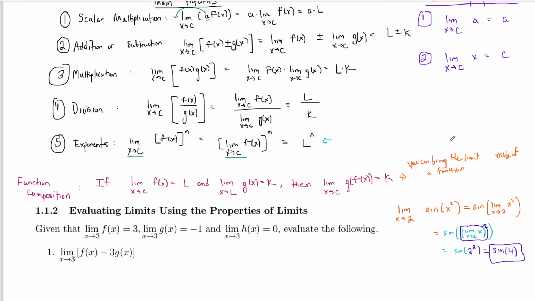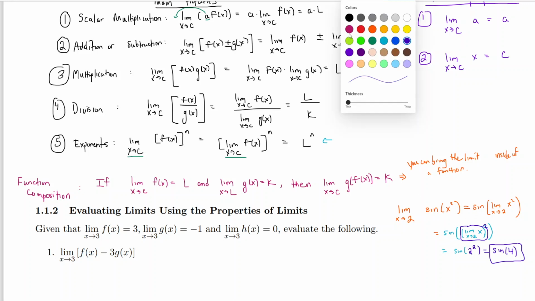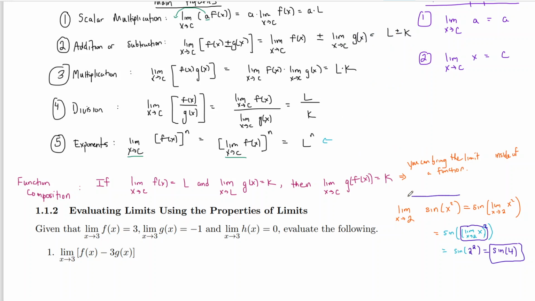There are going to be some exceptions, but it's going to look like plugging in the number. And think about it. If I told you at the beginning to do this limit, and the only piece of advice I offered you was plug in the number, what would you get? Well, if you just plug in 2 for x, you get 2 squared, which is 4, and you get sine of 4. That's exactly what we got. All these rules together are pretty much going to tell us plug in the number. There's just going to be some exceptions to that, which we'll see in the later part of the section.